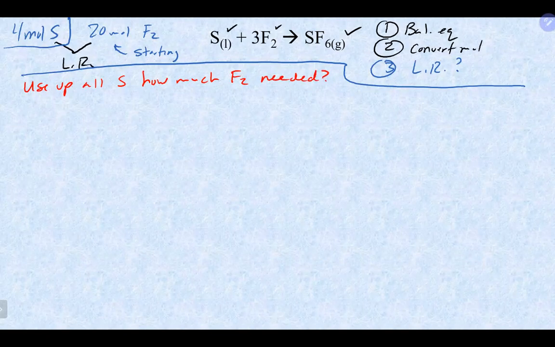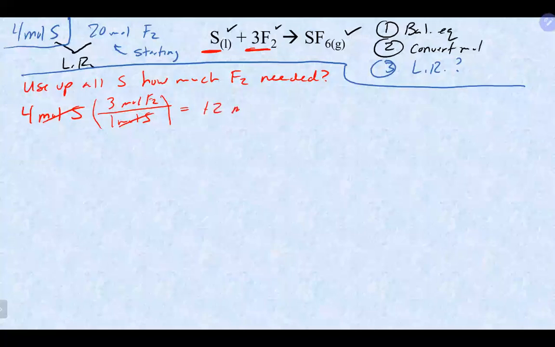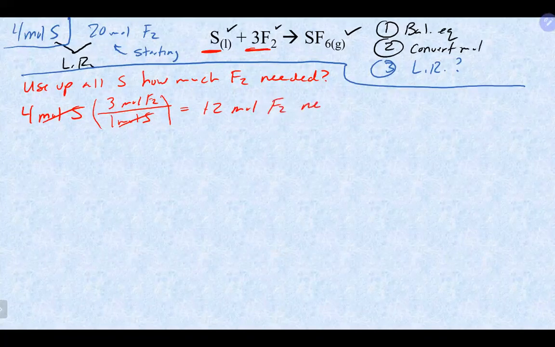To do that, I'm going to start with my sulfur because I want to use it all up. I'm going to go to the equation and do the mole-to-mole relationship between the sulfur and the F2. That is a 1-to-3 relationship. So 1 mole of sulfur on the bottom, so it cancels, and 3 moles of F2 on top. The moles of sulfur cancel. That tells me that 12 moles of F2 is needed. So this is a very simple calculation: I want to use up one of my reactants, so how much of the other one do I need to toss in there? First off, any question on that part?